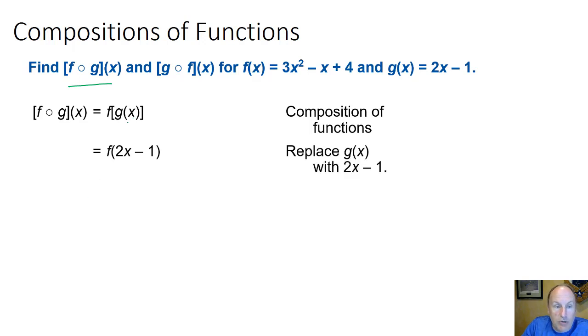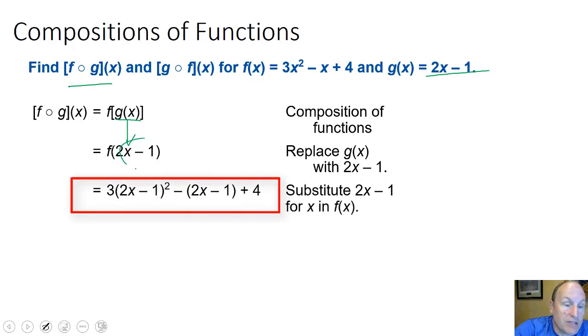So what we're going to do is, working from the inner to the outer, g of x becomes the input. So g of x we know is 2x minus 1. We're going to put that as the input to f of x. So now f of g of x becomes f of 2x minus 1. So now 2x minus 1 is the input that goes into f of x. So everywhere we see an x in f of x, we are going to substitute 2x minus 1. So it becomes 3 times (2x minus 1) squared minus (2x minus 1) plus 4.